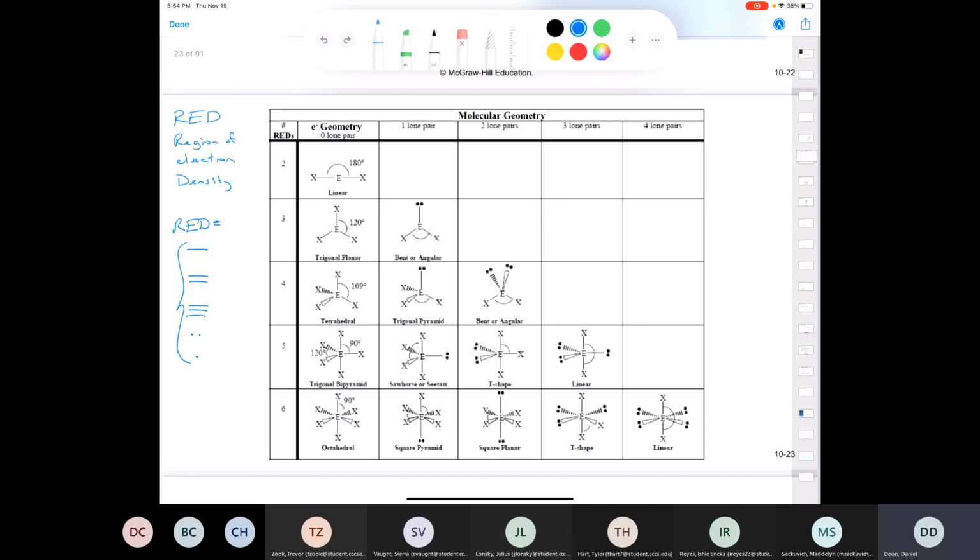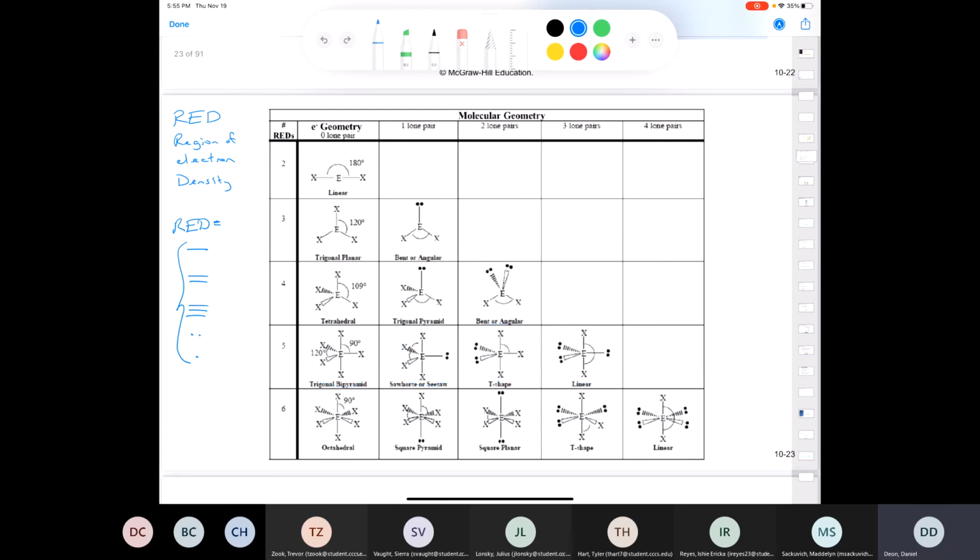If I have three REDs, I can either have three bonds, or two bonds and a lone pair. If I have four REDs, three possibilities: four bonds, three bonds and a lone pair, two bonds, two lone pairs. If I have five REDs, I've got five bonds, four bonds and one lone pair, three bonds, two lone pairs, or two bonds and three lone pairs.